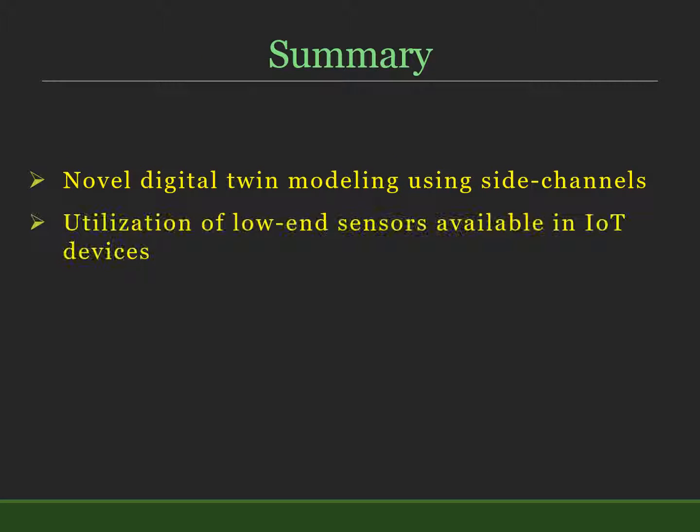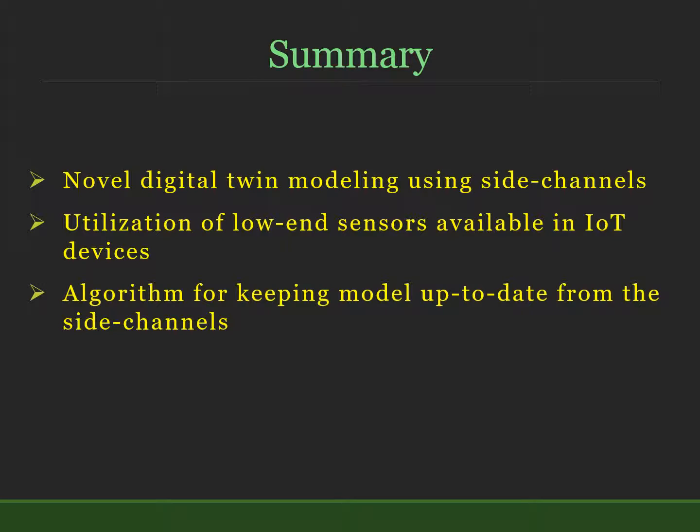In summary, we have presented a novel methodology for building the digital twin of an additive manufacturing system using indirect side channels. The digital twin models built here are anomaly, localization, and quality inference models. We showed how low-end sensors available in IoT-enabled devices can be utilized to acquire data from various side channels. Moreover, we also presented how the digital twin model can be updated using various side channel information collected from the side channels.